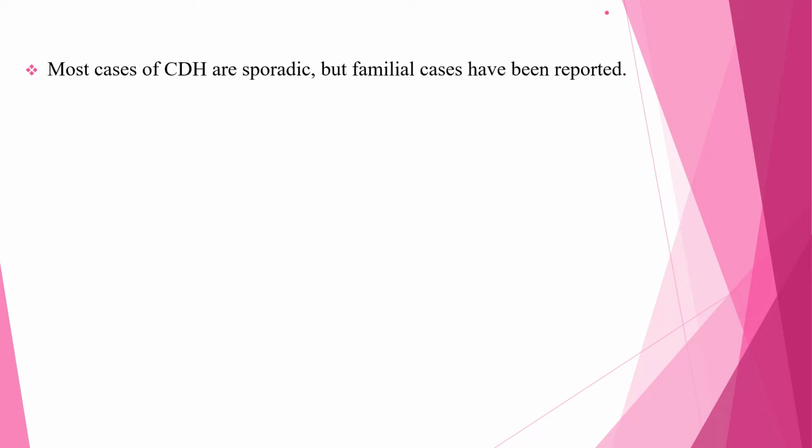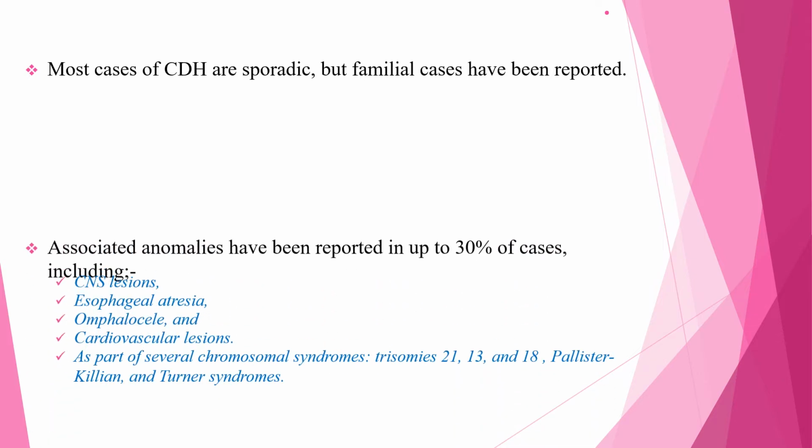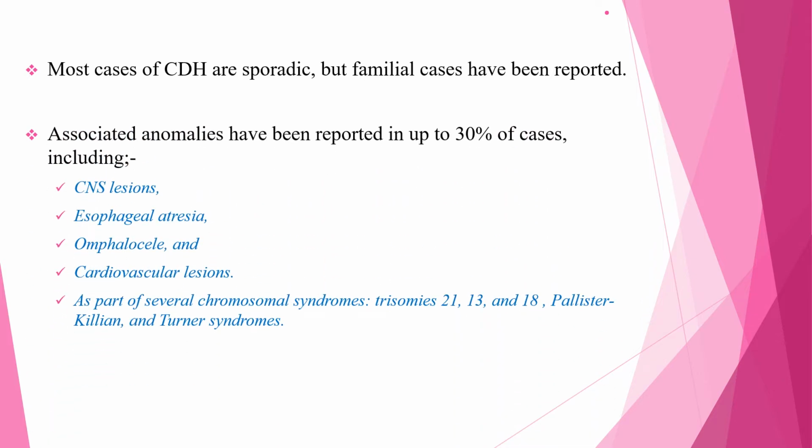Most cases of congenital diaphragmatic hernia are sporadic, but familial cases have been reported. Associated anomalies have been reported in up to 30% of cases, including CNS lesions, esophageal atresia, omphalocele, cardiovascular lesions, as a part of several chromosomal syndromes such as trisomy 21, 13, 18, Pallister-Killian syndrome, Turner syndrome, and others.